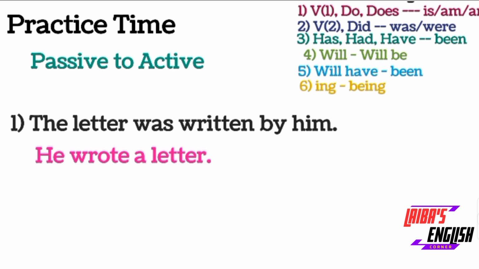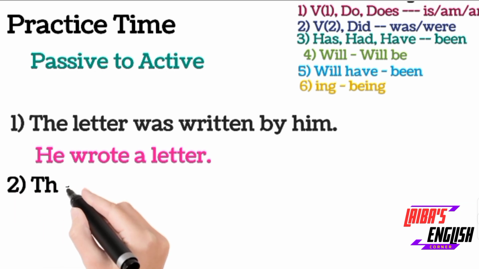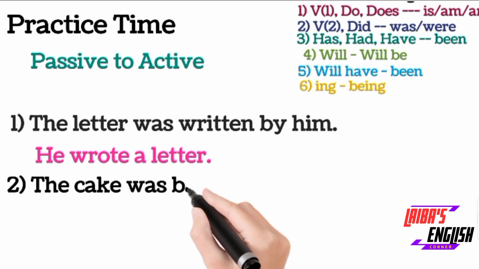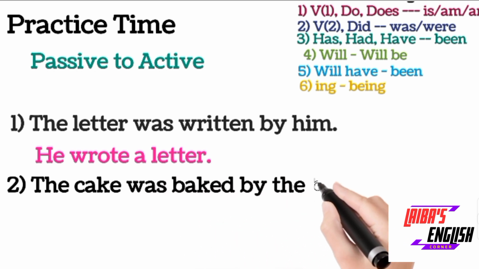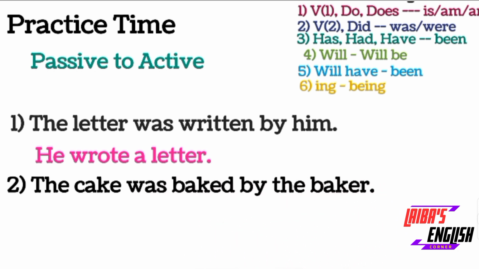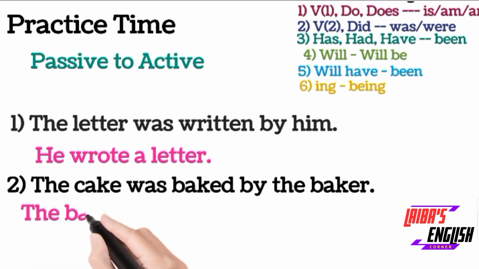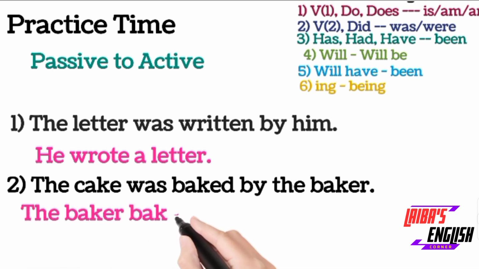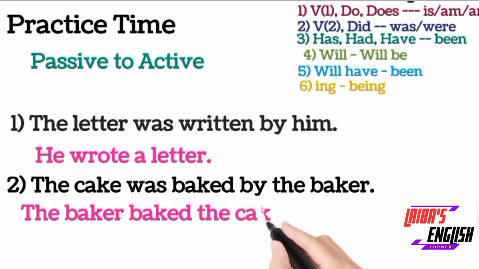Second example is, the cake was baked by the baker. We will remove the helping verb was, we will remove by. So it is ed, because ed is used, that's why was is used. So remove by, we know that it is a third form because ed is used. So the baker baked the cake. I know you are feeling it a little difficult, but it is not difficult, it is very easy.